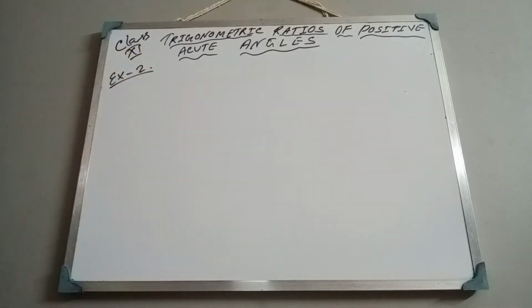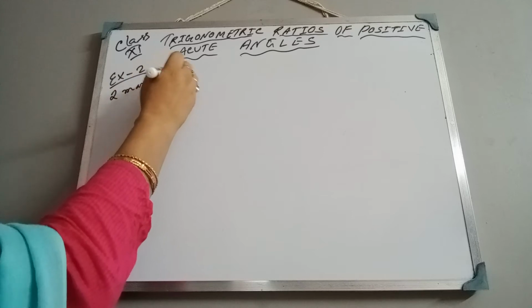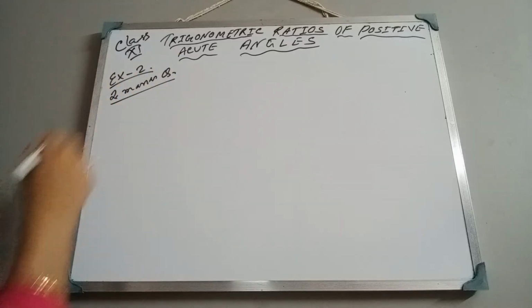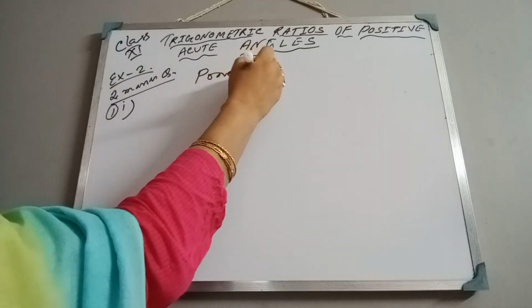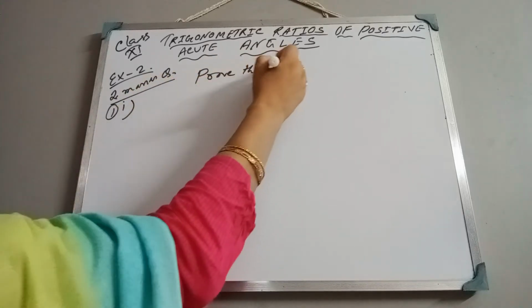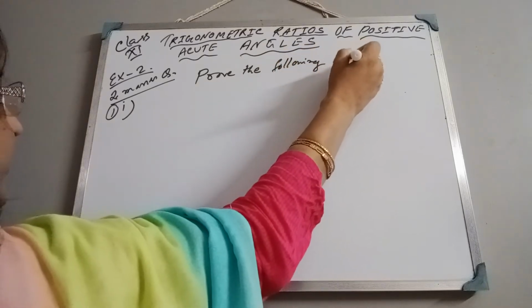Exercise 2, this is from section 2. These are 2 marks questions. Okay, the first question is, prove the following identities. That means, as I have already said, we have to prove only LHS equals RHS. Prove the following identities.